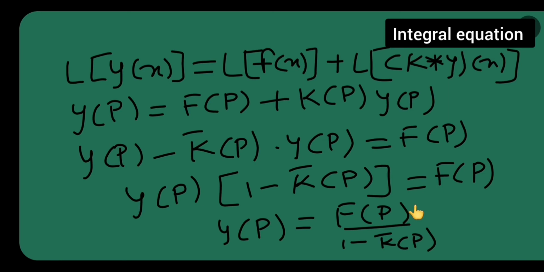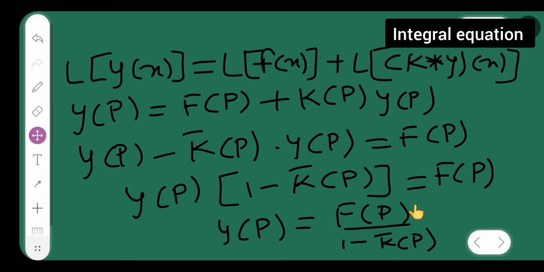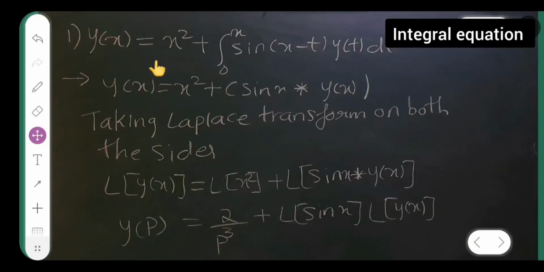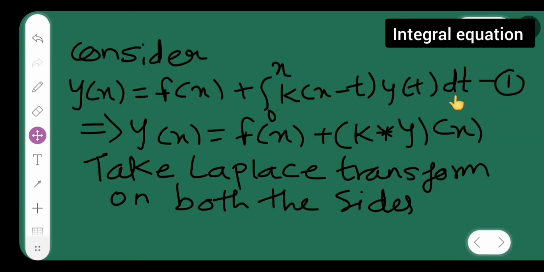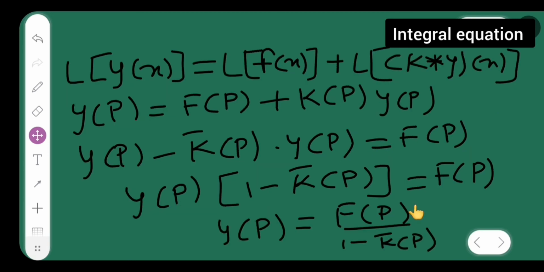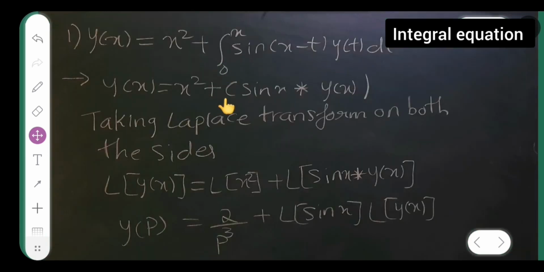Okay, next I will be starting with the problems now. That is this one: y of x is equal to x square plus integral from 0 to x sine of x minus t y of t dt. Now how I am going to solve this: y of x is equal to x square plus, in the bracket, since we have done this proof, and how I have written this integral as k star y of x, similarly I will be writing this integral as sin x star y of x.